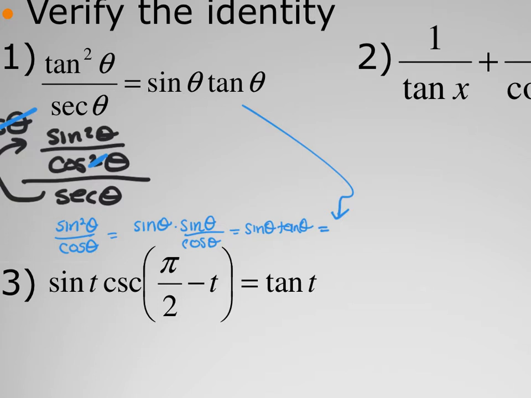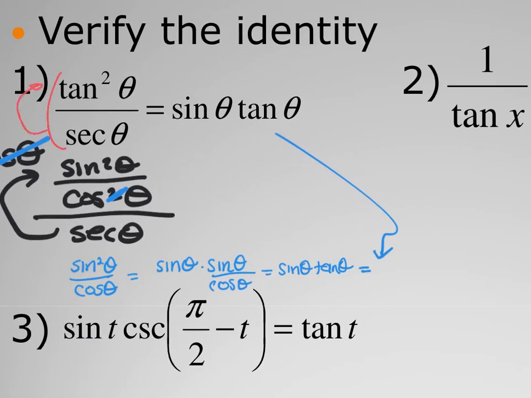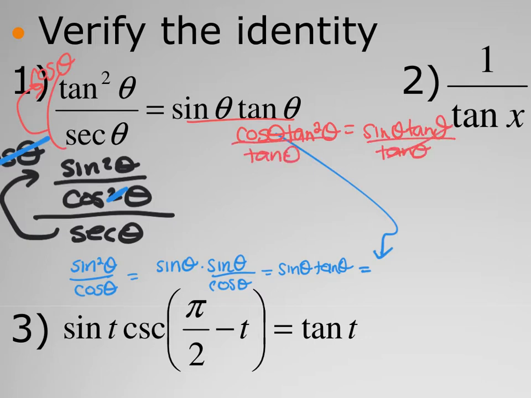Going once, going twice. So I did that one different. Okay, how'd you do it, Francisco? I ended up moving the secant to the top and made it cosine. And then I divided the tangent from the other side. Okay, so you've got cosine theta tan squared theta equals sine theta tan theta. Divide both sides by tan. Right. Cosine theta tan theta equals sine. And then it would just be sine equals sine.